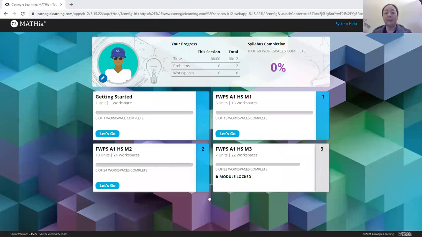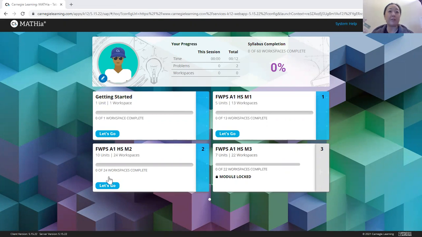All right, hello. This is for when you get into Mathia. We're going to do the first workspace that's available to us, solving two-step equations, I believe it's called. You can get there by going to your Launchpad, finding the math folder, and you'll see Carnegie Learning Mathia. It'll have this CL symbol there.